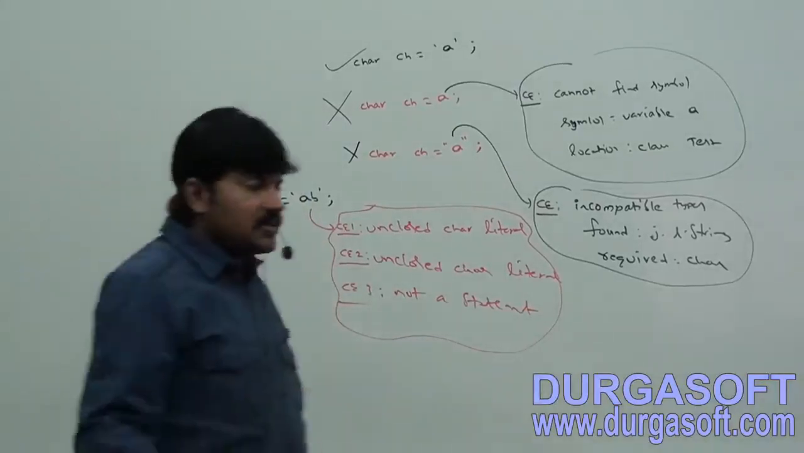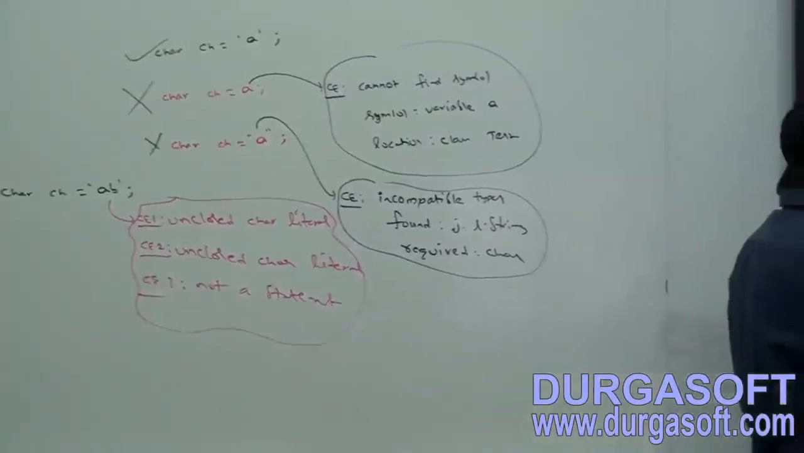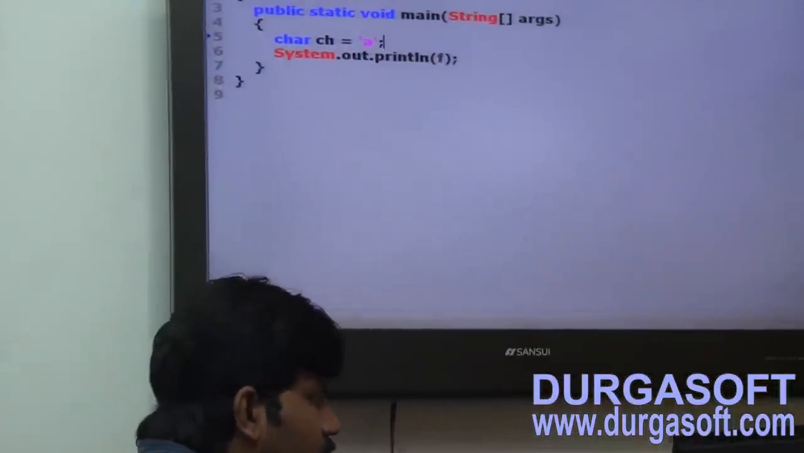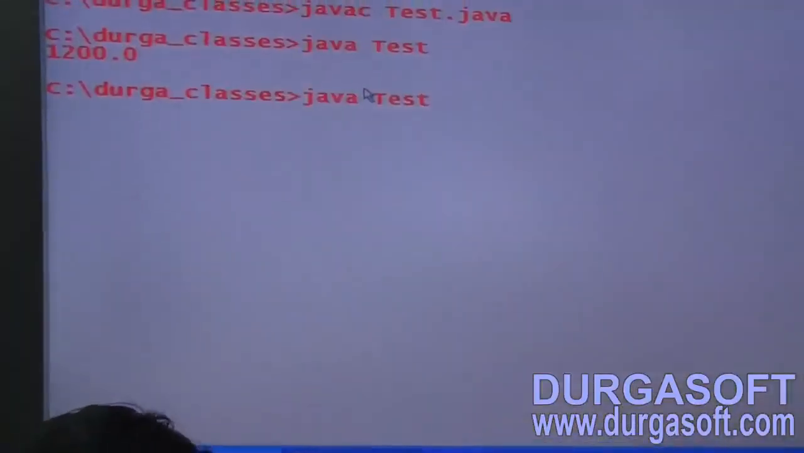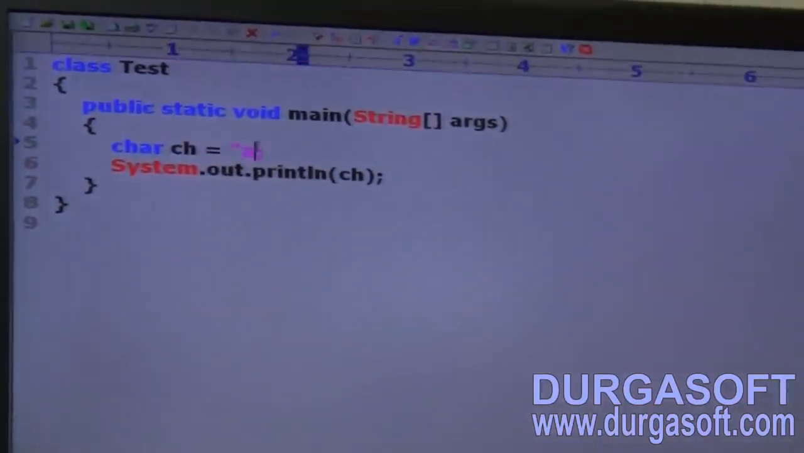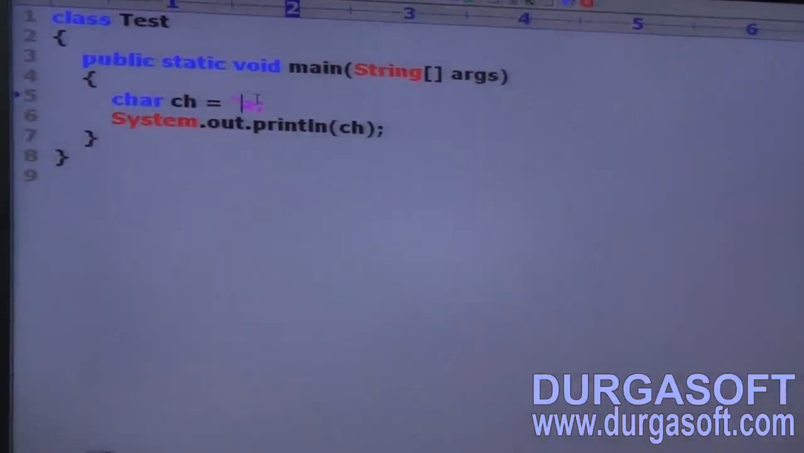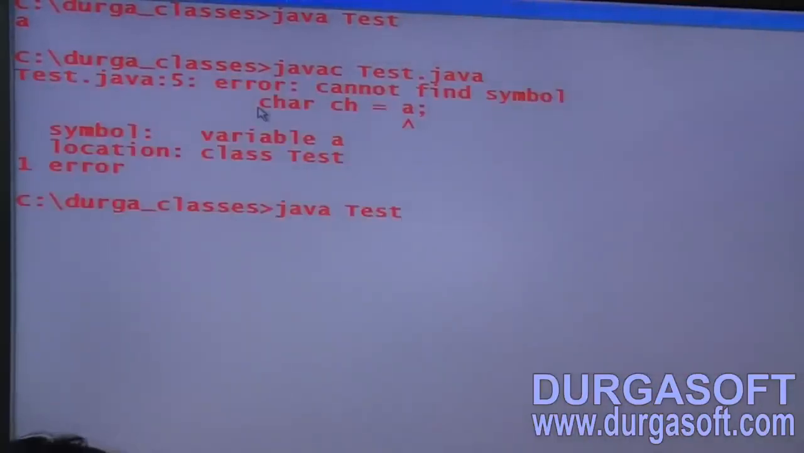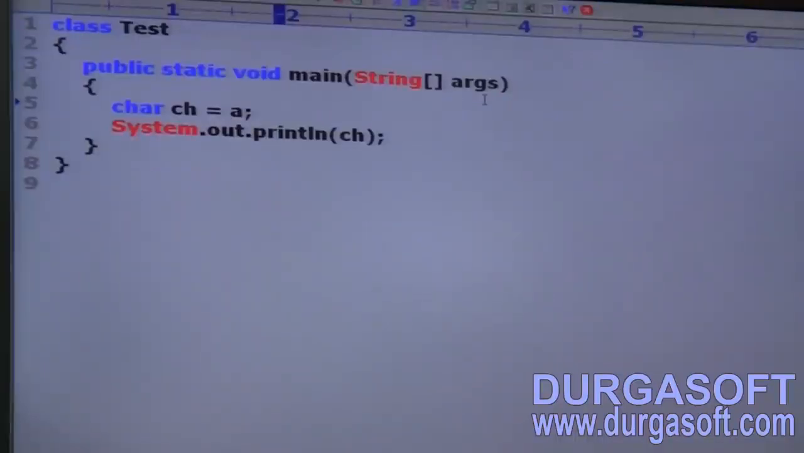Let me execute this one. Char ch is equal to a, and I am taking SOP of ch. Valid, no problem, I am getting a. Next, char ch is equal to, instead of quotes, let me remove the quotes, no quotes at all. Now we get a compile time error, have you observed: cannot find symbol, variable a, location class Test. Likewise with char ch is equal to a in double quotes.